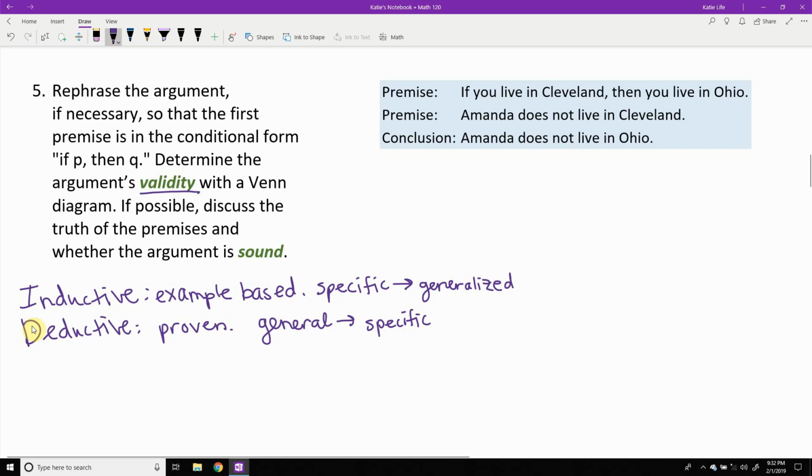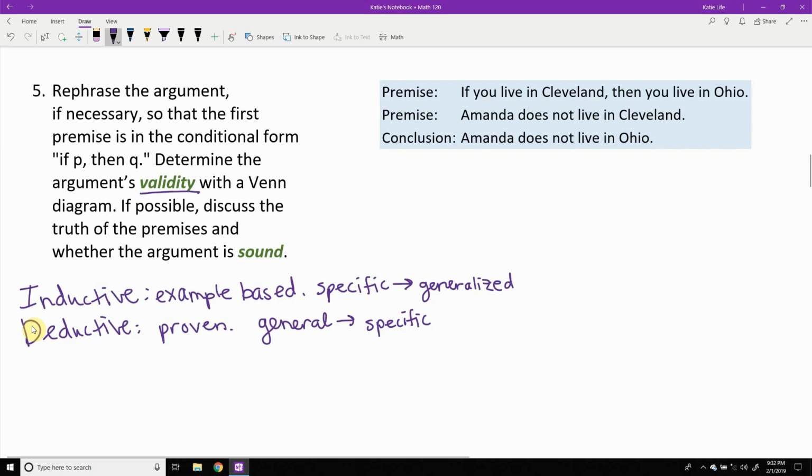We start with very general statements and we conclude with a very specific conclusion here. Premise 1 says, if you live in Cleveland, then you live in Ohio. Premise 2 says, Amanda does not live in Cleveland. The conclusion is that Amanda does not live in Ohio. So our first task is to use the test for validity. So we're going to draw a Venn diagram and see if it matches our conclusion.